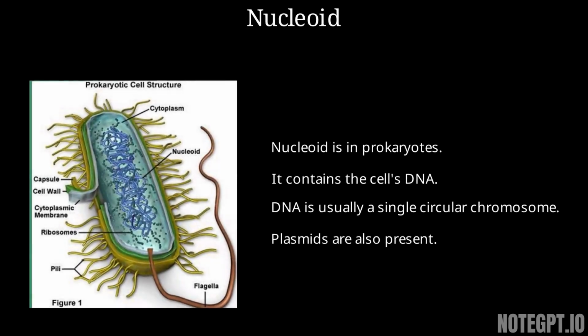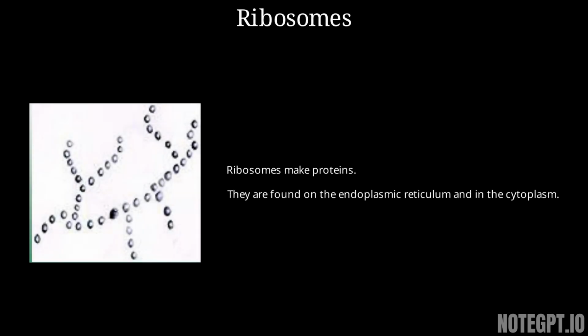The nucleoid is found in prokaryotes. It is the region of the cytoplasm where chromosomal DNA is located, usually as a single circular chromosome. Plasmids, smaller circles of DNA, are also present. Ribosomes are found in every cell, making proteins. They can be attached to the endoplasmic reticulum or floating in the cytoplasm.